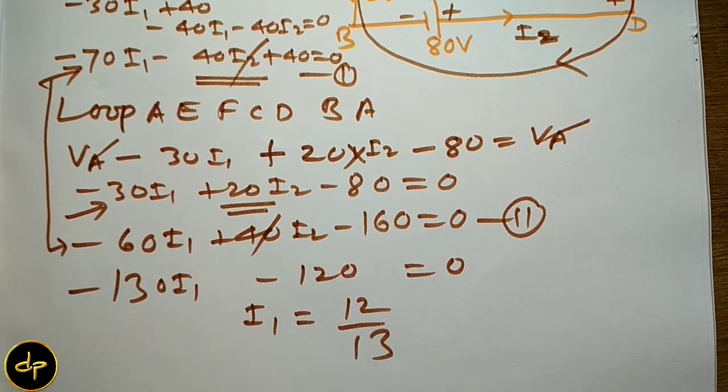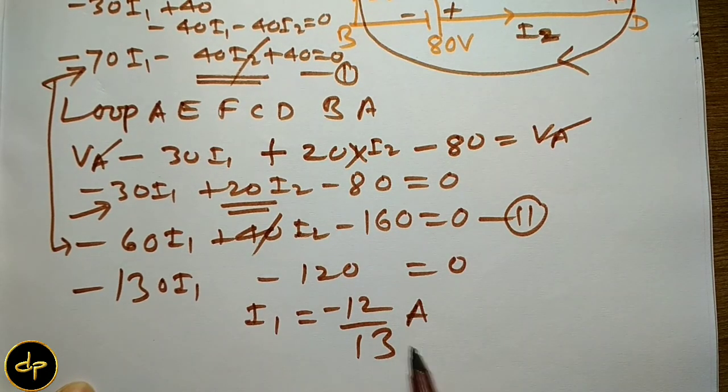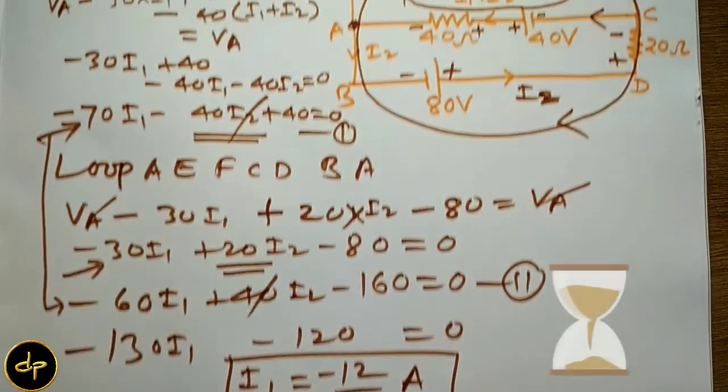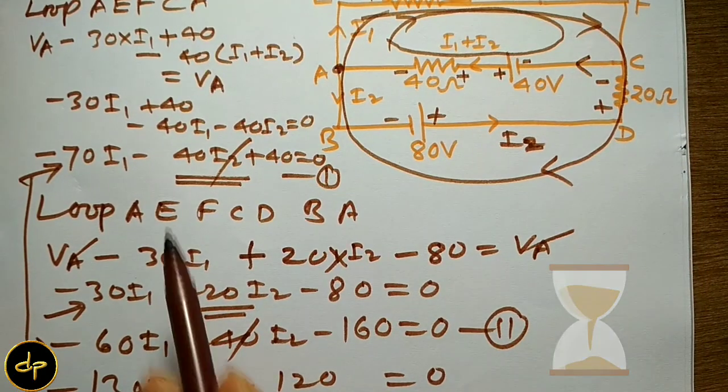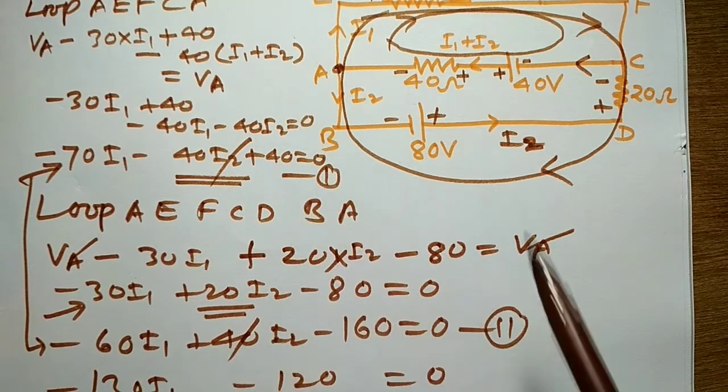12 by 13 ampere. So this is minus 12 by 13 ampere, and we have calculated the current I1. Then we will put its value in equation 1 or 2, and we will get the value of the desired current in this line. Thank you.